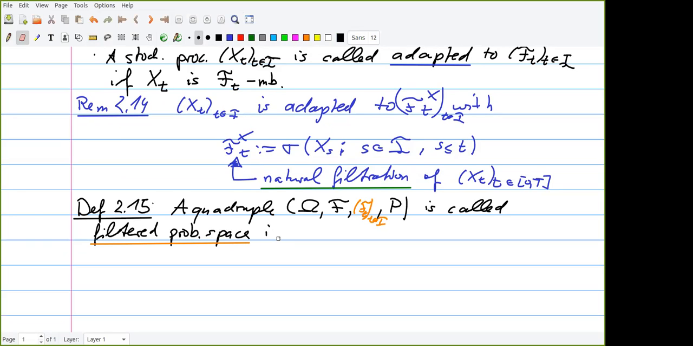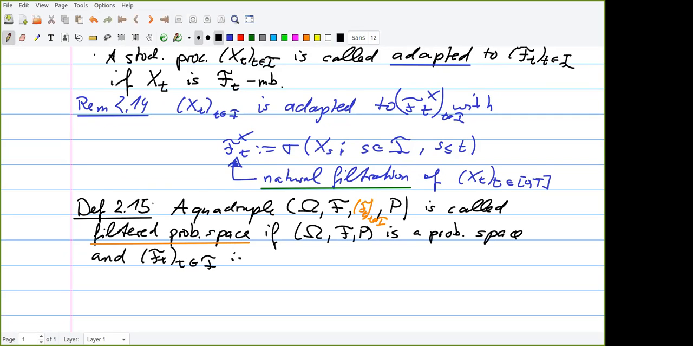Obviously, if this here is a probability space, and this orange filtration here is a filtration, yeah, it's a filtration.